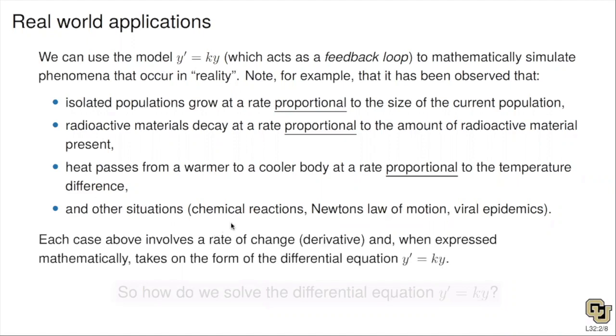So as I said, each of these phenomena above involves a rate of change. And when we try to describe the relationship, it takes on the form y prime equals ky. And so this becomes our mathematical model for each of these phenomena: population, radioactive decay, Newton's law of cooling. So of course, that leads us to the next step of mathematical modeling. This is our first step, where we've taken this physical situation and we're describing it with a mathematical equation. So now we should solve the equation.